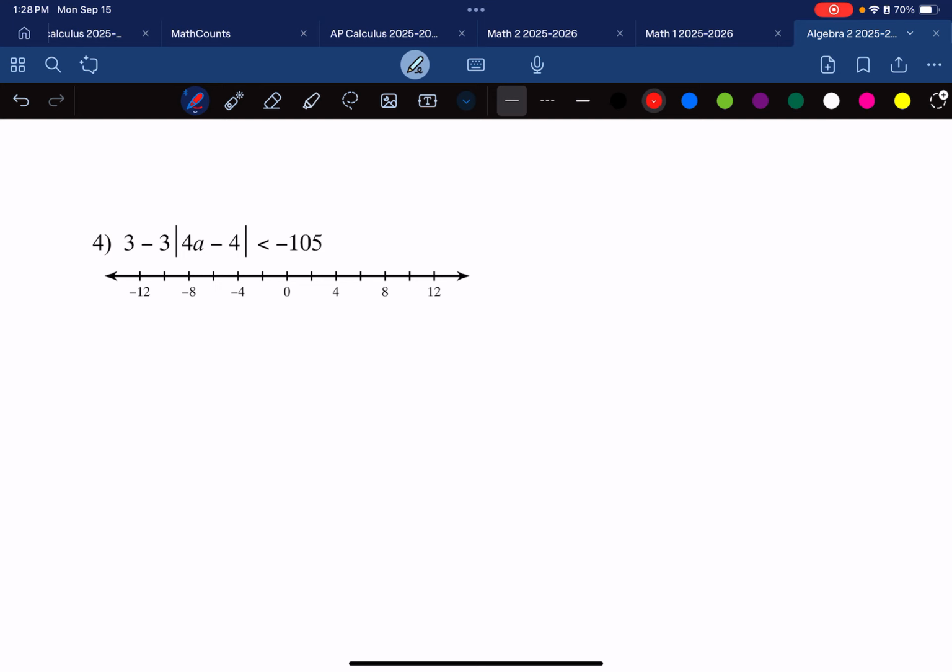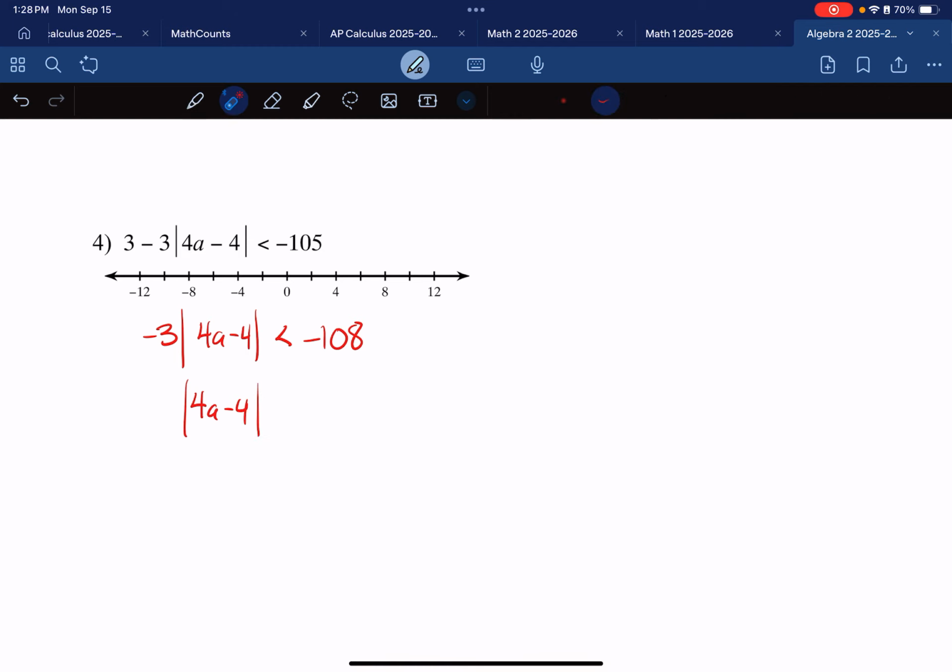If I subtract 3 on both sides, I get negative 3 times the absolute value of 4a minus 4, and the absolute value is less than negative 108, since subtracting 3 makes it negative 108. Then I need to get rid of the negative 3, so I divide both sides by negative 3. I'm left with just 4a minus 4 in an absolute value symbol. Whenever we multiply or divide by a negative, the symbol switches. Now it is a greater than symbol.